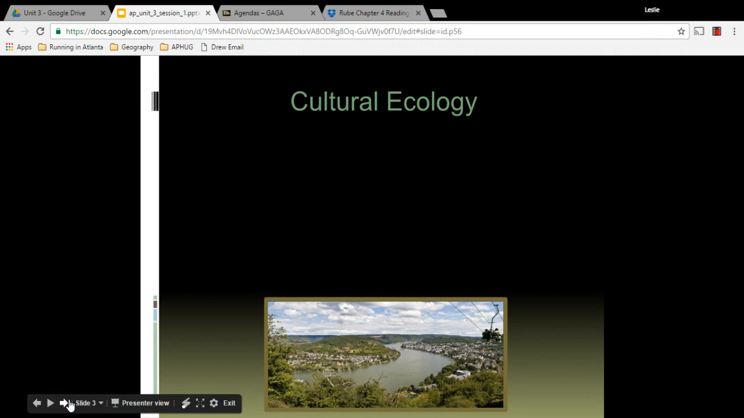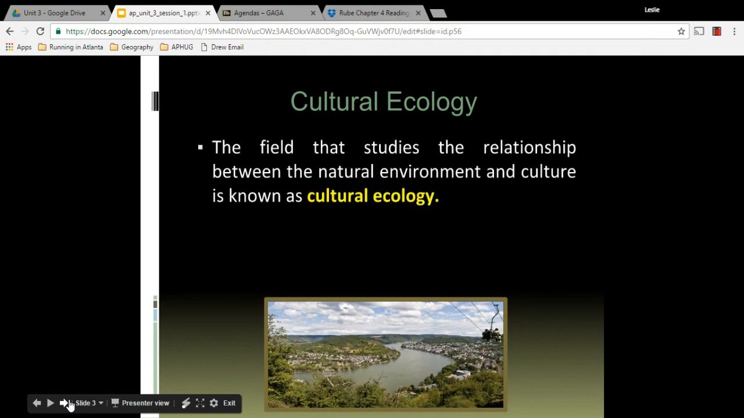All right, cultural ecology. You'll remember this from our first unit of study. Cultural ecology is the field that studies the relationship between the natural environment and culture. This is known as cultural ecology. So this is where we're going to be touching back on possibilism and environmental determinism.